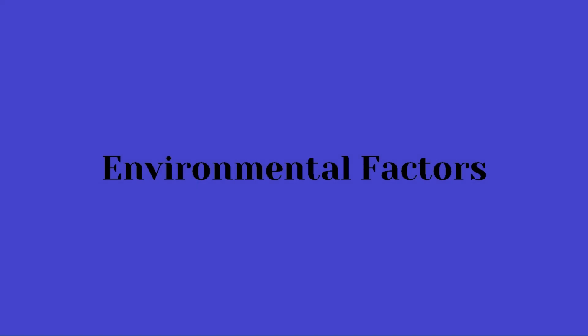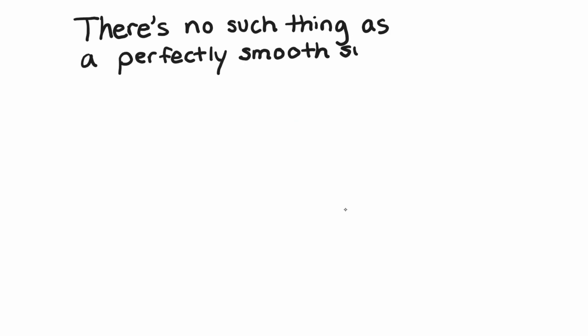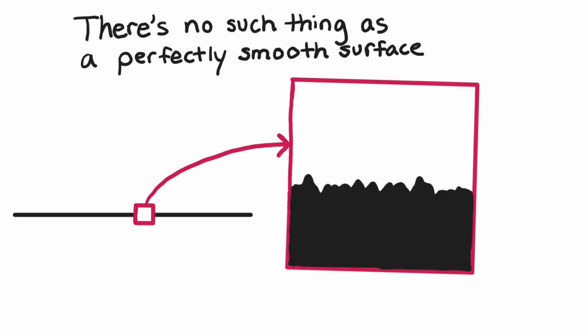Last but not least, we have environmental factors. I want to start off by saying that there's no such thing as a perfectly smooth surface. Given our arbitrary surface here again, if you zoom in enough on one tiny part, you will see that the surface actually does have some texture. This is because of a characteristic called roughness. It needs to be considered in wetting experiments. All surfaces have a roughness, but some surfaces have better wetting properties than others.